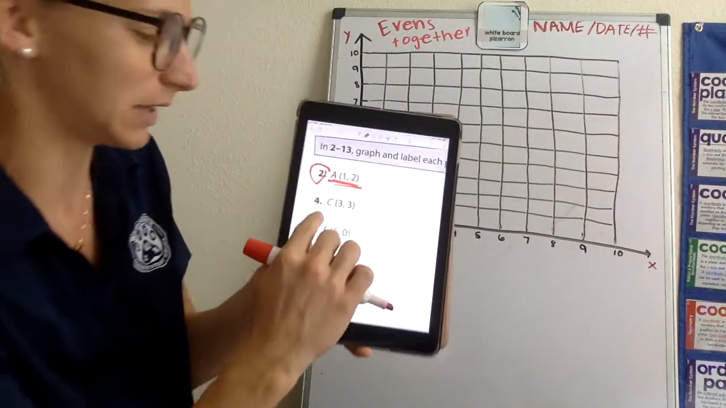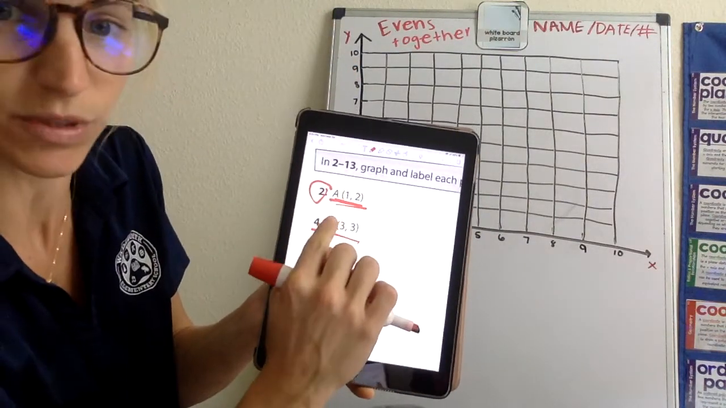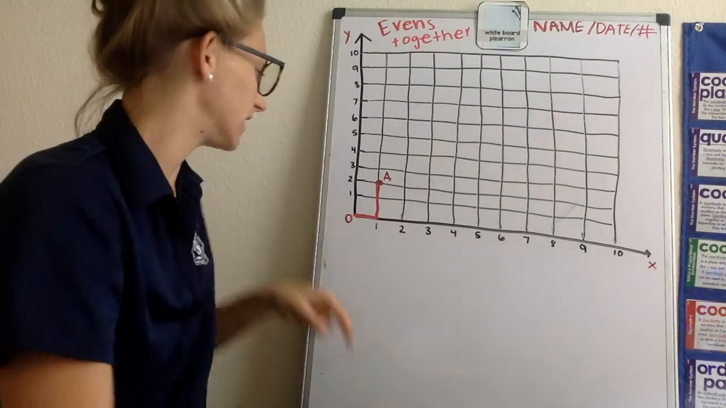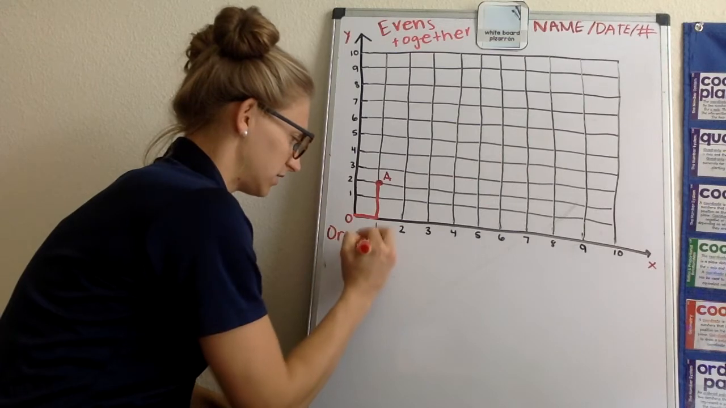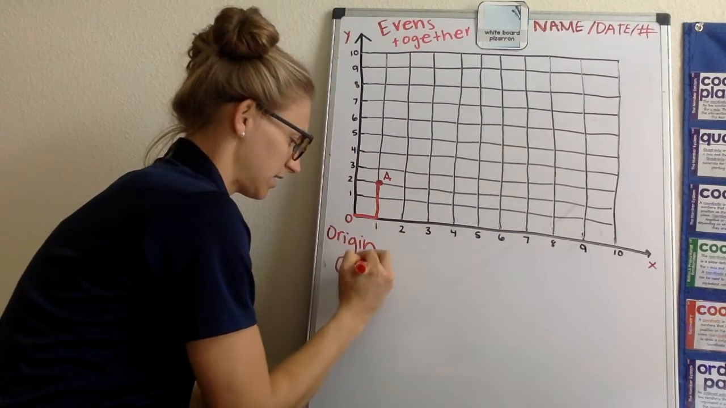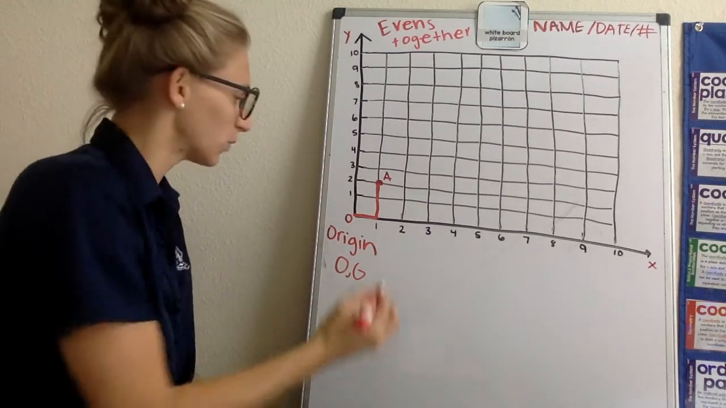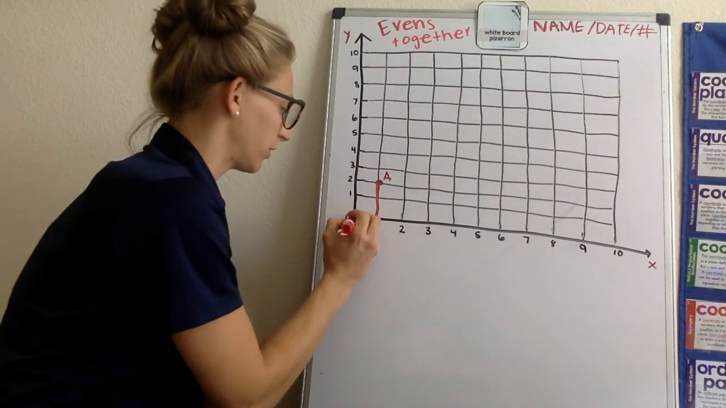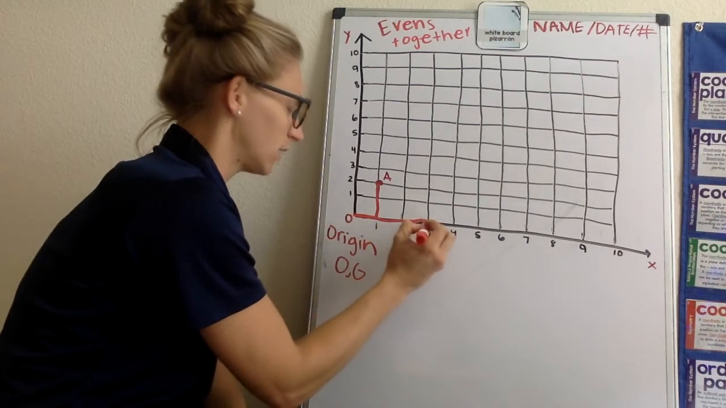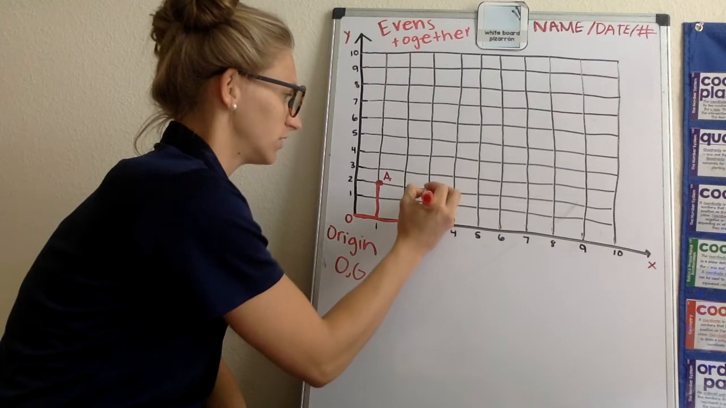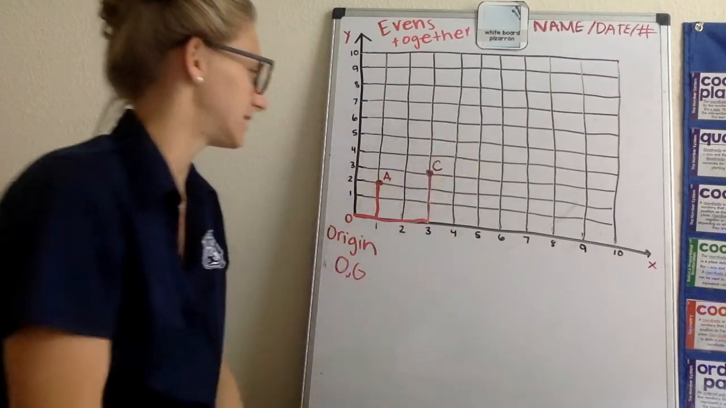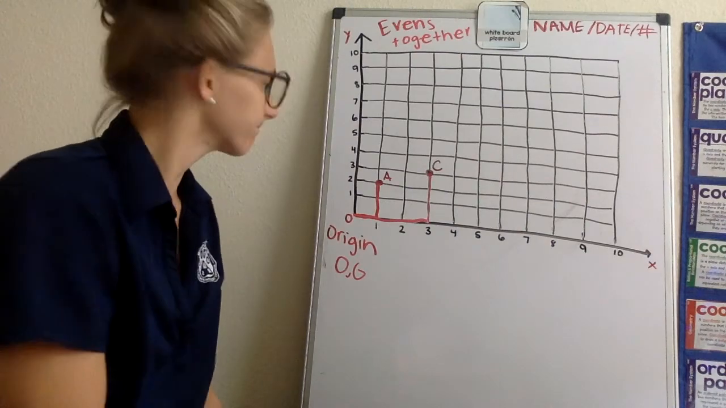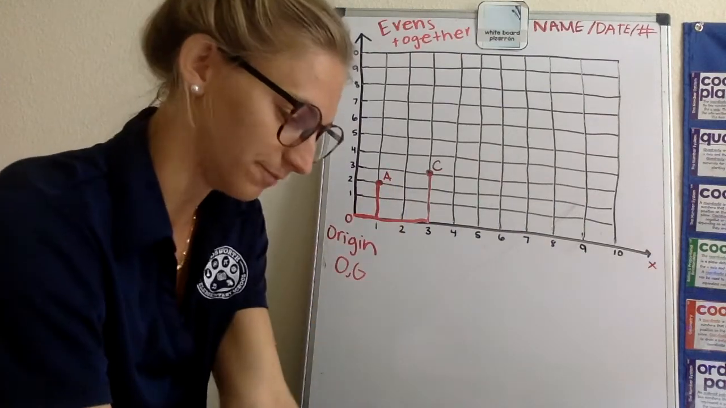Number 4, we need to plot letter C, which is 3, 3. We've got to start at the origin, aka the OG. We're going to crawl 3. 1, 2, 3. We're going to stand 3. 1, 2, 3. Boom. That letter is going to be C. A, C. We're good to go.